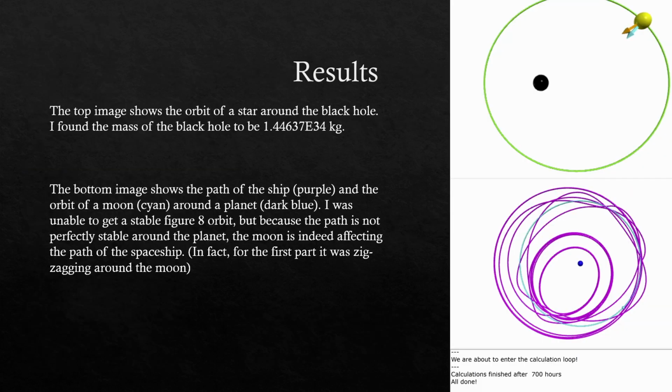Result. The top image shows the orbit of the star around the black hole. I found the mass of the black hole to be 1.44637 times 10 to the 34th power kilograms.